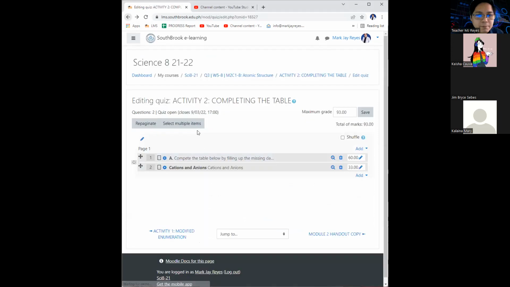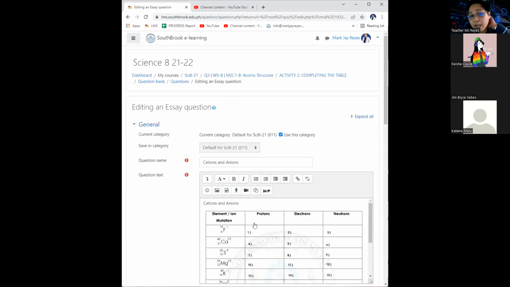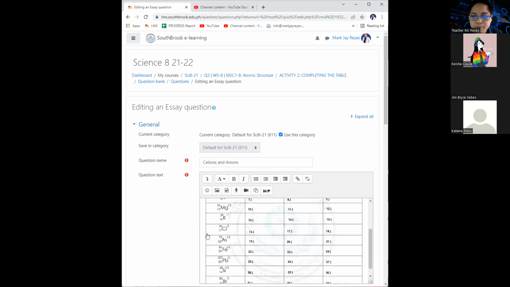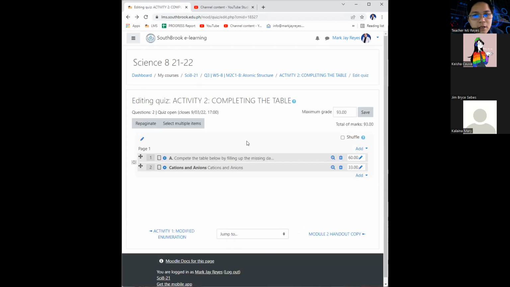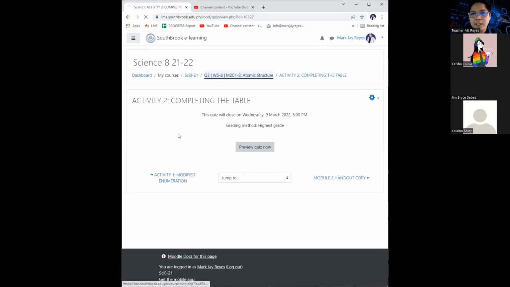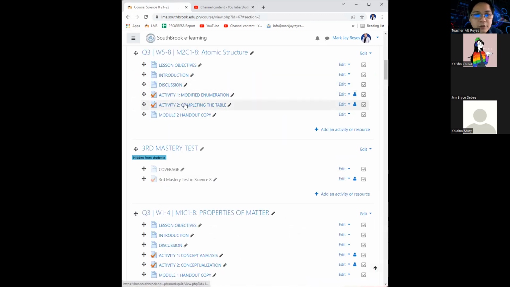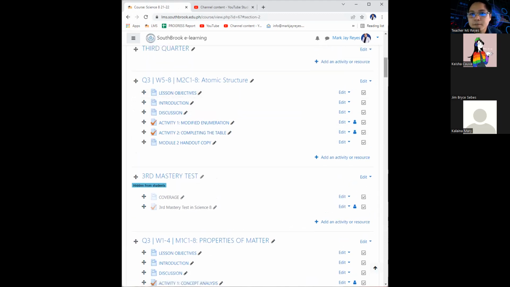The second part is cations and anions, your isotopes. Again, you need to calculate the number of protons, neutrons, and electrons based on the cation, anion, or isotopes given. This is worth 93 points all in all. These are concentrated activities. If you do not do your activity, it will give a big remark on your grade. Do you have any questions so far, Grade 8?